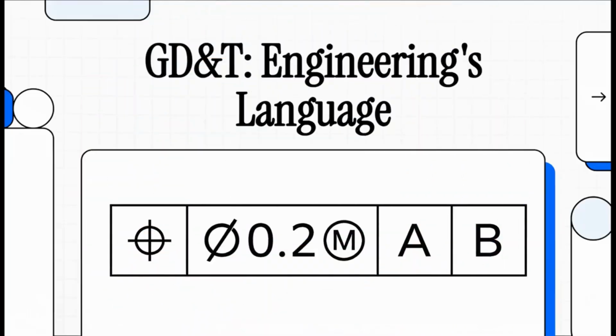All right, let's talk about something that is absolutely fundamental to engineering. How do you make sure that a part designed in one country can fit perfectly with another part made halfway across the world? Well, you need a universal language. And today we're going to learn that language. It's called Geometric Dimensioning and Tolerancing, or GD&T for short. It's really the invisible set of rules that makes our entire modern world fit together.